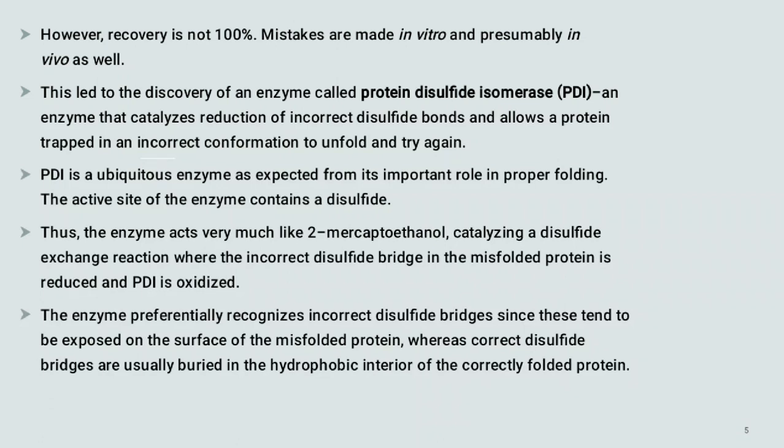He also shows that the correct 3D conformation results in correct protein folding. This PDI enzyme plays an important role in protein folding, and it catalyzes the incorrect disulfide bridges to be reduced and PDI itself to be oxidized. This enzyme recognizes the incorrect disulfide bridges which are present on the surface of the misfolded protein. But the correctly folded protein has the disulfide bridges which reside in the hydrophobic interior.